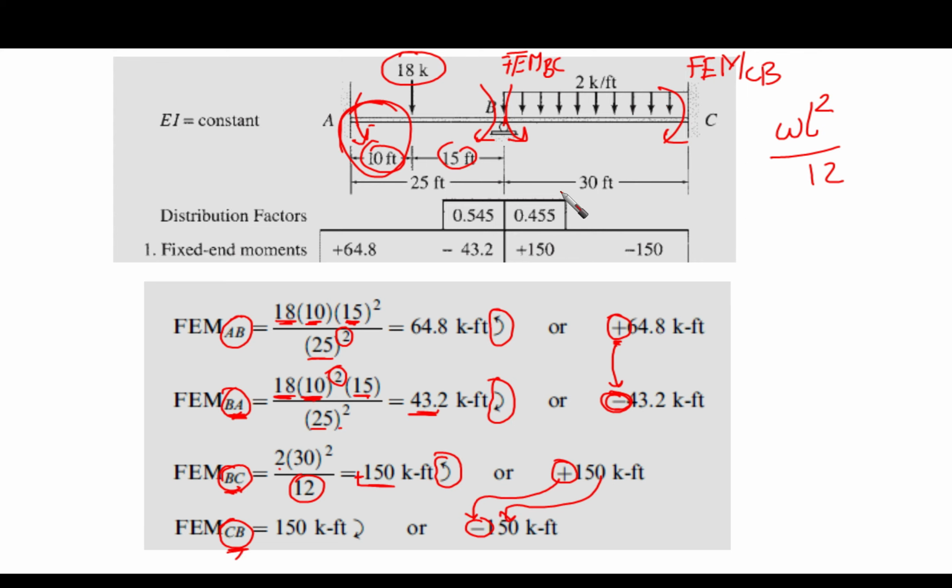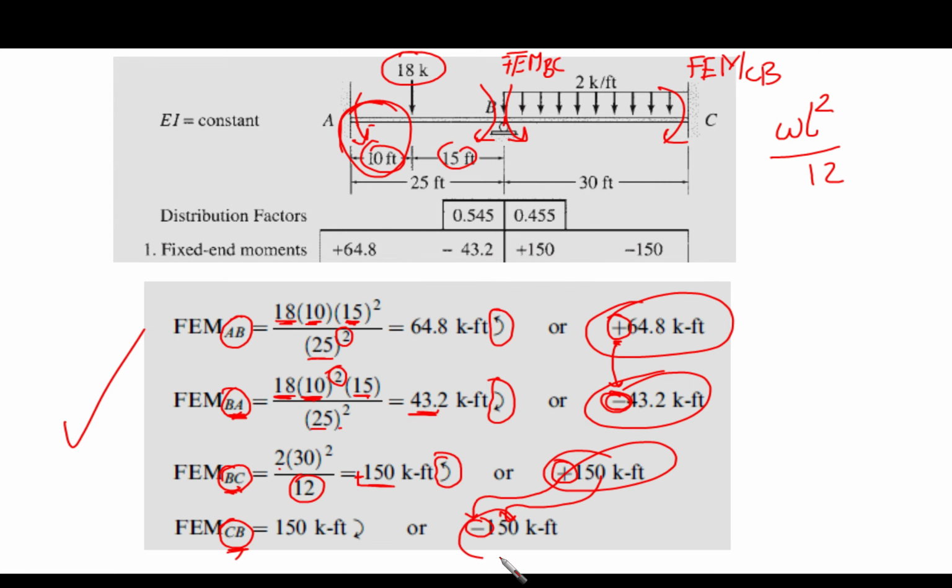Okay, so now we have the fixed end moments, and we are going to put all the values that we have obtained here using the same signs. We're going to put them here as we have obtained them. Okay, 150 here and minus 150 here. So this is the first step for us.